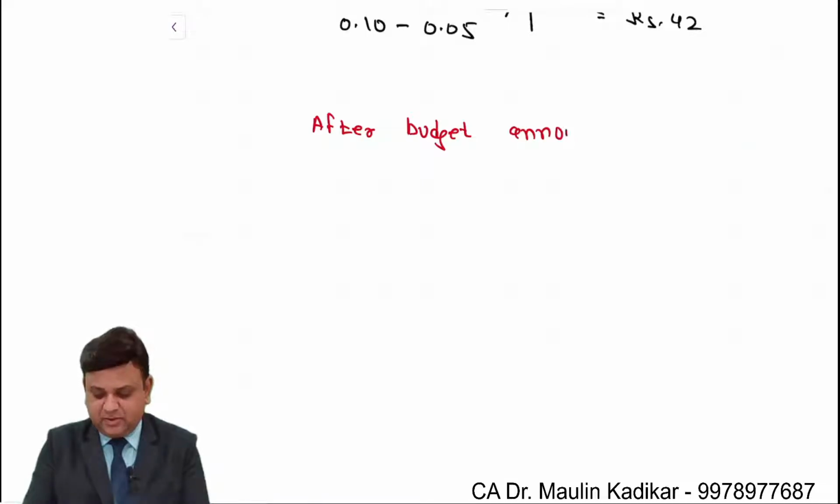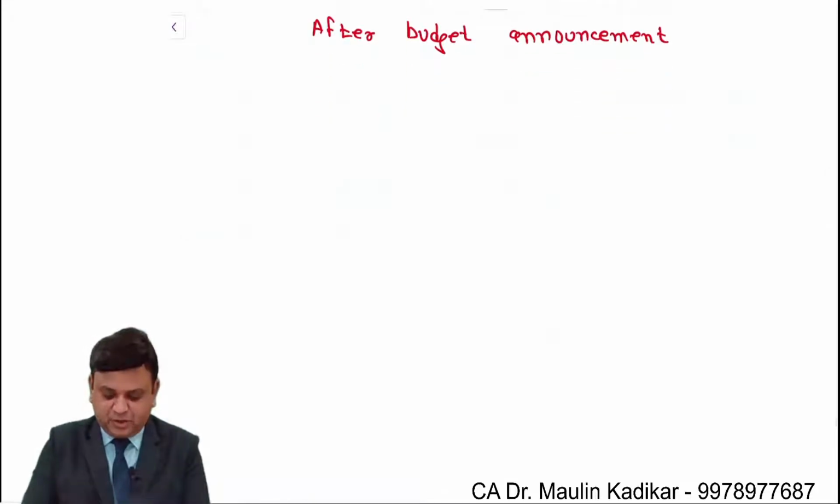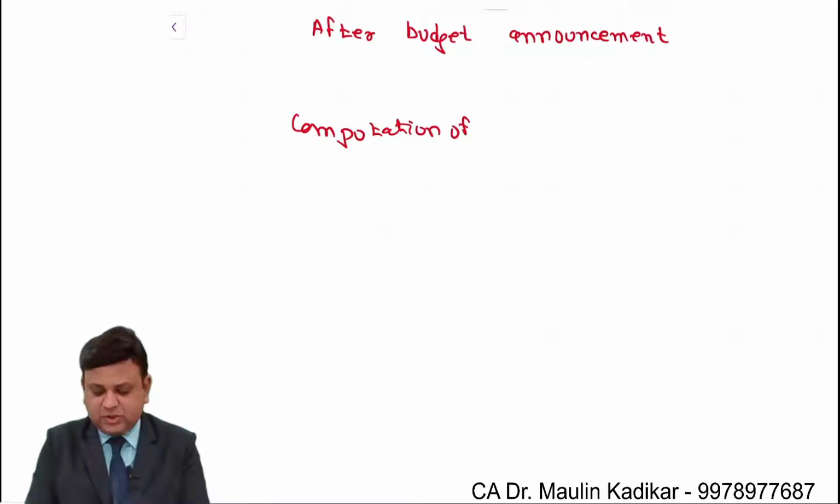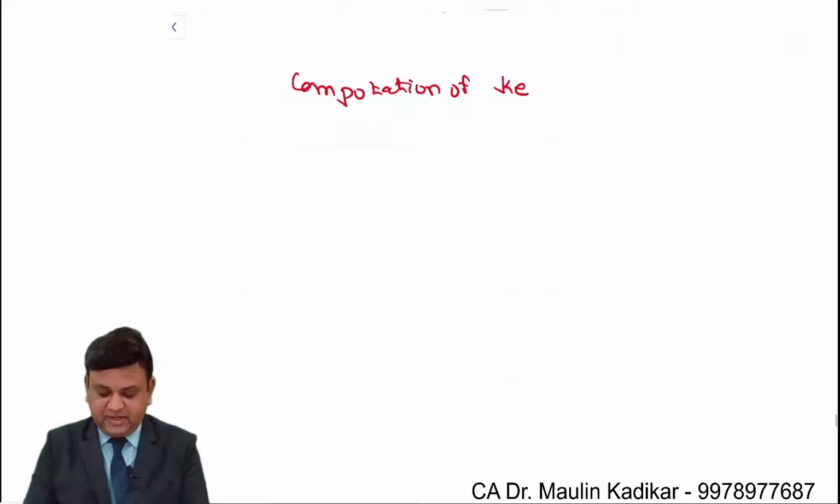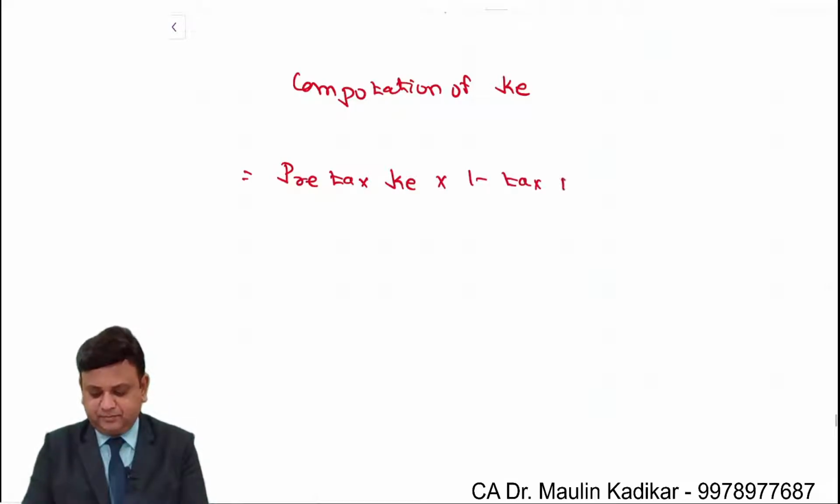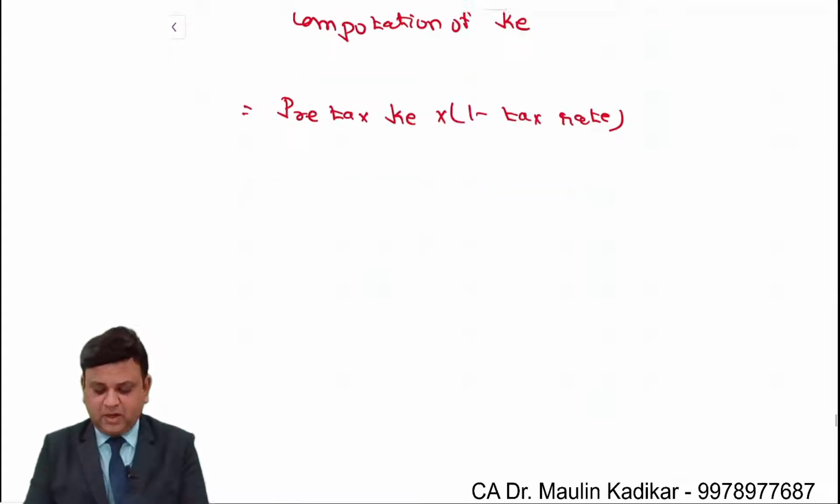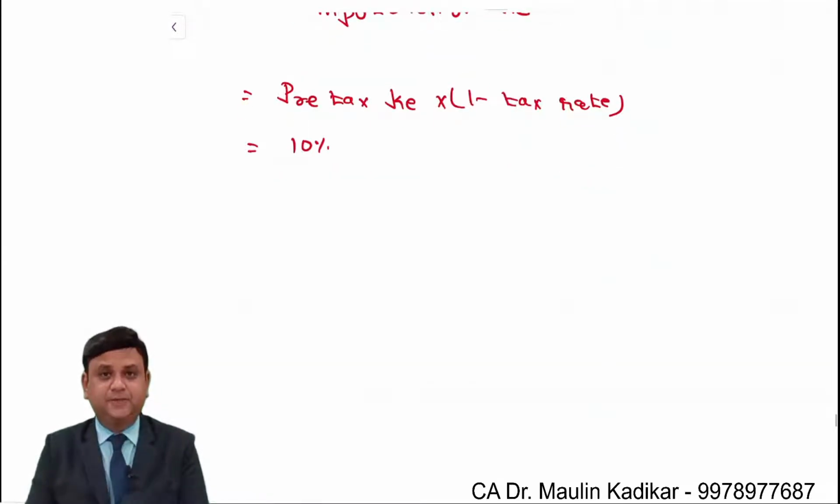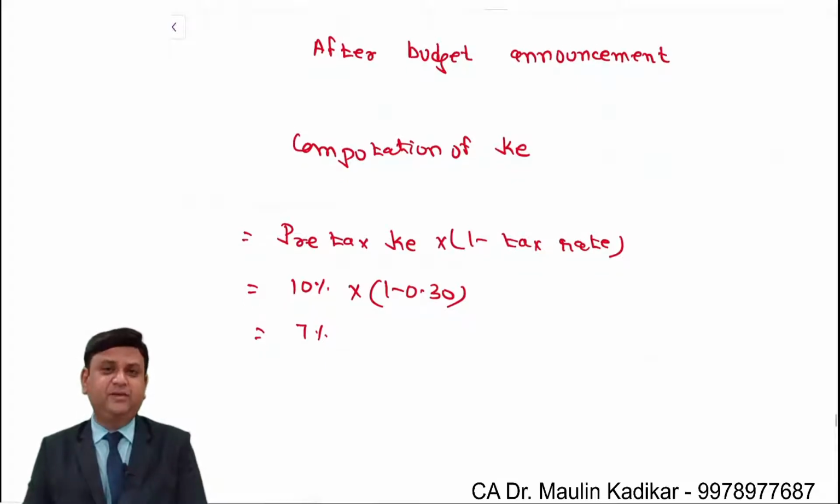So importantly, after budget announcement, first of all we will compute the cost of equity. It is pre-tax cost of equity into 1 minus tax rate. Earlier there was an expectation of 10 percent. Now 10% into 1 minus 0.3, the expectation will be 7 percent after budget. Why? Because now you don't have to pay tax.